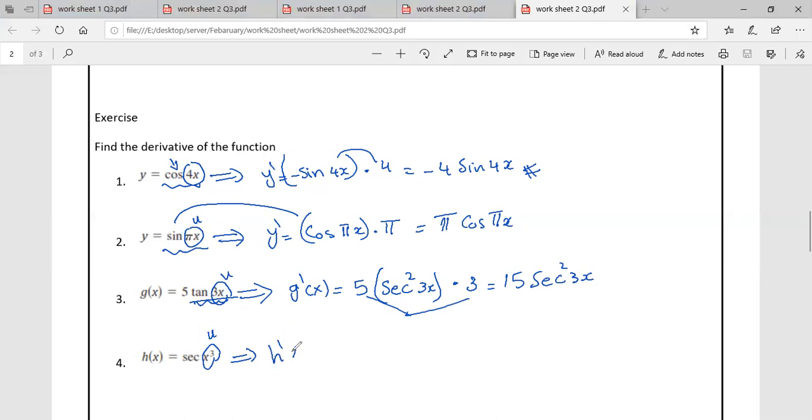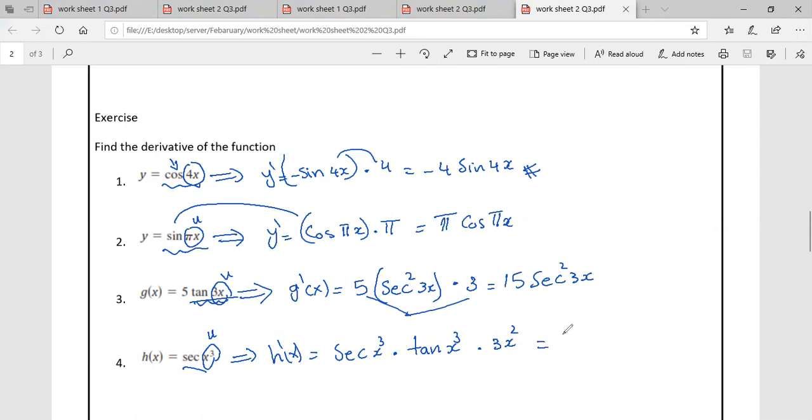This implies the derivative, h prime, equals: what is the derivative of secant? Secant u tan u, where u is x cubed. Secant x cubed multiplied by tan x cubed. Don't forget to multiply by the derivative of the angle, which is 3x squared.